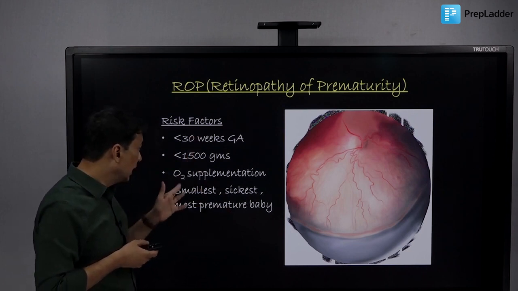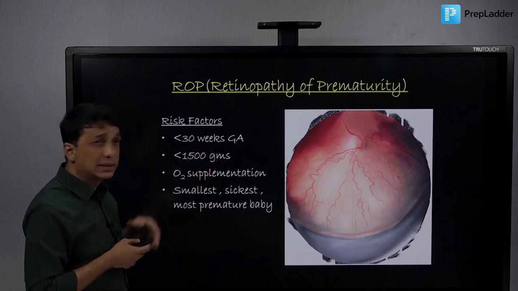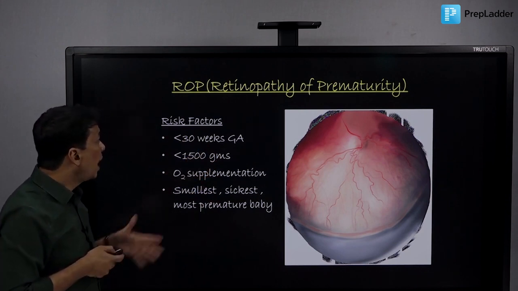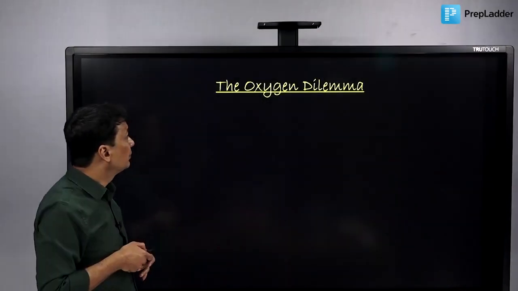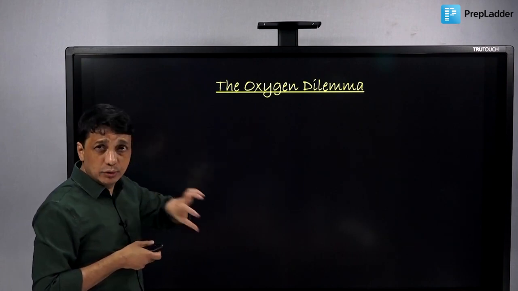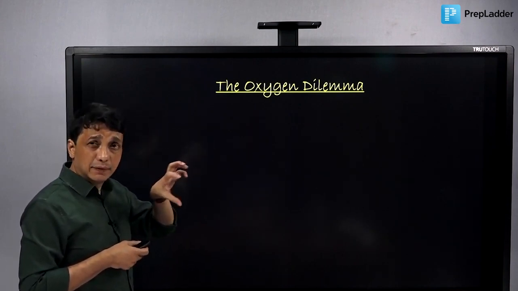Again, the smallest, less than 1500 grams, the sickest, and the most premature baby, less than 30 weeks. I beg your pardon. Very well. So now we've got risk factors, and let's look at the oxygen dilemma. The oxygen dilemma is how much oxygen to give and how much not to give, because it is the oxygen which is basically responsible for the ROP.